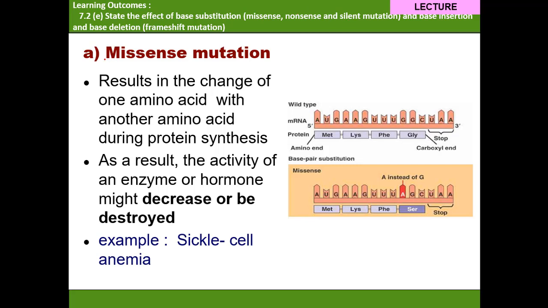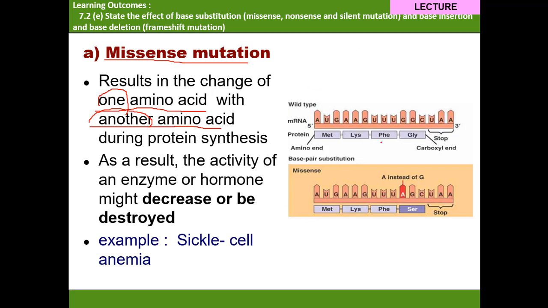So what is missense mutation? Missense mutation results in the change of one amino acid with another amino acid during protein synthesis. Okay, so I repeat, missense mutation is the change of one amino acid with another amino acid during protein synthesis. So we will look at this.